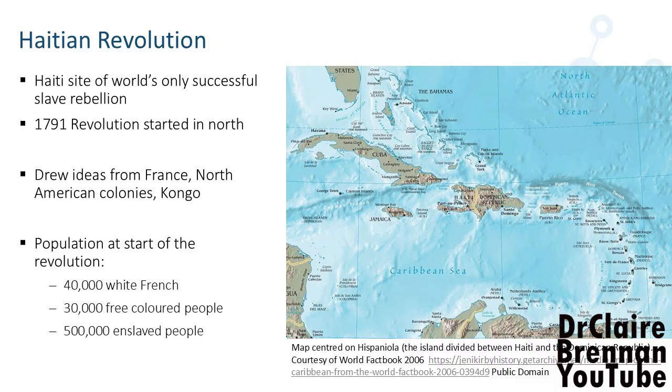Haiti drew ideas from a range of places. The revolution here is connected to the revolution further north. Ideas come from there. They also come directly from France, because Saint-Domingue, as it was then, was a French colony. Those Enlightenment ideas are reaching people in Haiti and being applied by them to their own situation. There's another source of ideas as well, and that is the Congo.